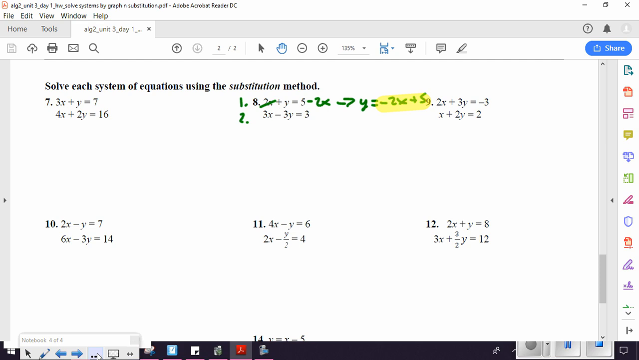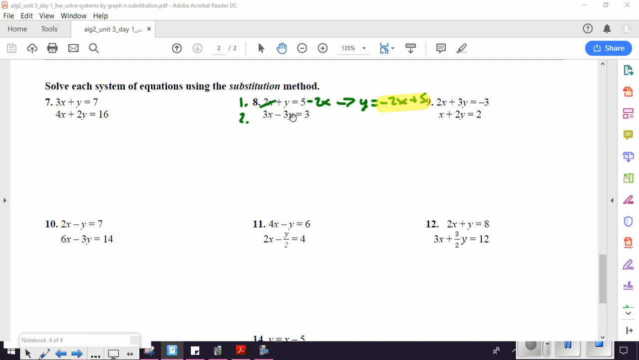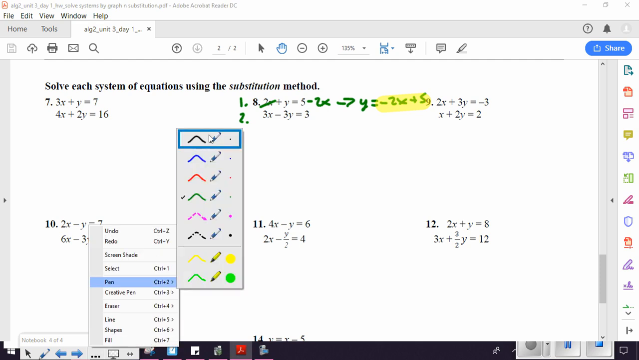I don't know why it's not coloring what I want it to color, but okay. I don't know. So let's get started with that process.